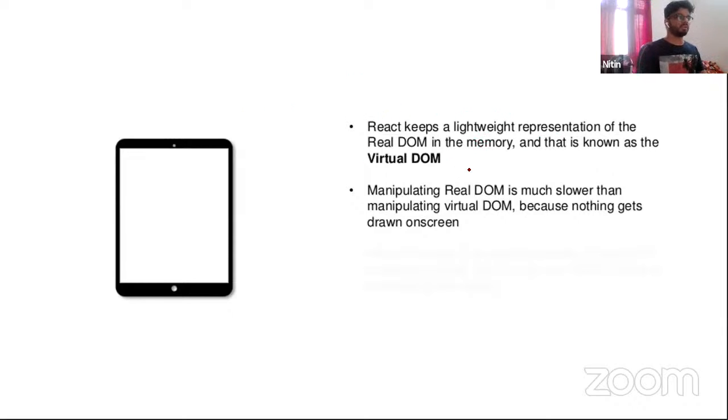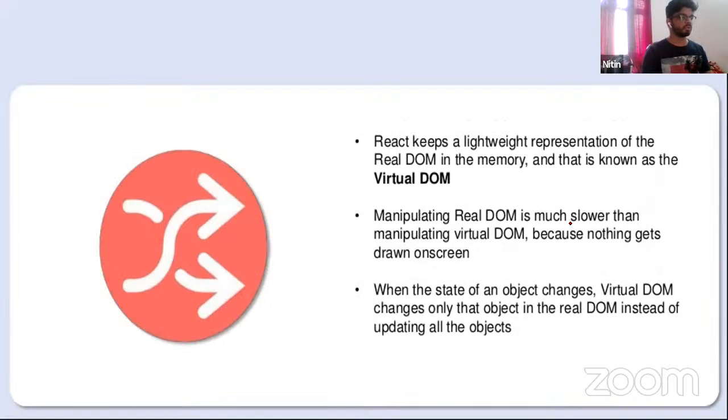So just to reiterate what I said, React keeps a lightweight representation of the real DOM in memory. That is what we call the virtual DOM. The reason we do this is that manipulating the real DOM is much slower than the virtual DOM, because the virtual DOM is in memory. Whenever the state of an object changes, the virtual DOM changes only that object in the real DOM instead of updating all objects. As mentioned, only that component gets re-rendered whenever anything changes in that component, not any other component.